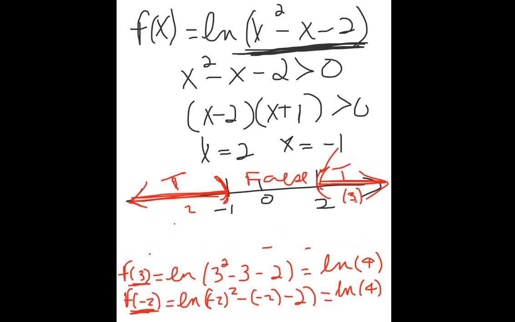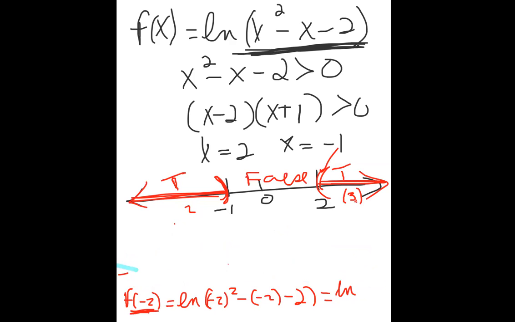Now, of course, you have to write this in interval notation. So in interval notation, guys, this would be basically negative infinity up to negative 1, not included, union from positive 2 up to positive infinity. And there you are.